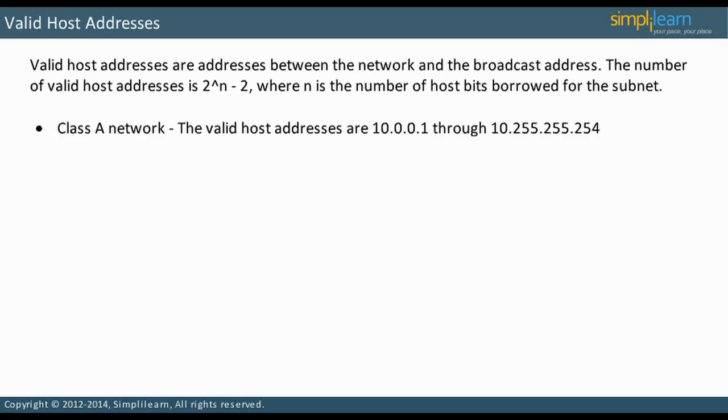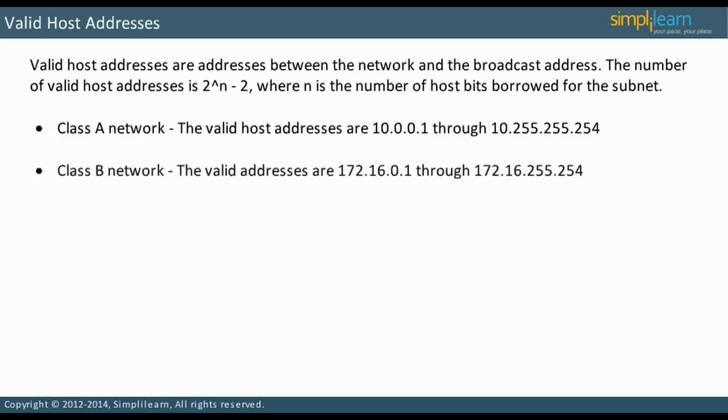For example, consider the Class A network 10.0.0.0. All host bits set to 0 is the network address 10.0.0.0. All host bits set to 1 is the broadcast address 10.255.255.255. The valid host addresses are 10.0.0.1 through 10.255.255.254.